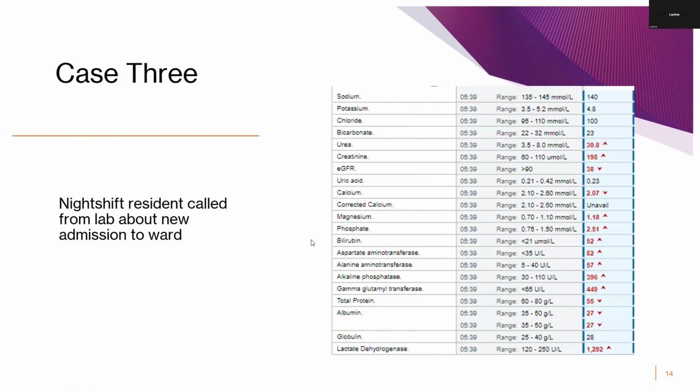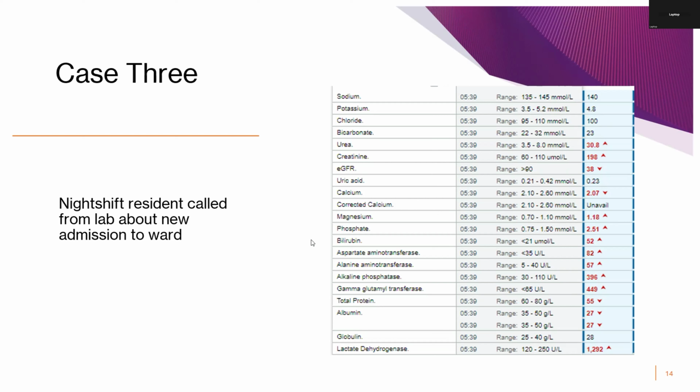So this is the third case. You're the night shift resident on for the night, and you've just been woken up by one of the nursing staff who have alerted you to the fact that the laboratory has called them about some biochemistry results. You open up Epic or whatever your EMR is at your hospital, and you look at these biochemistry results, and you've been told it's a hematology patient because you're covering hematology.